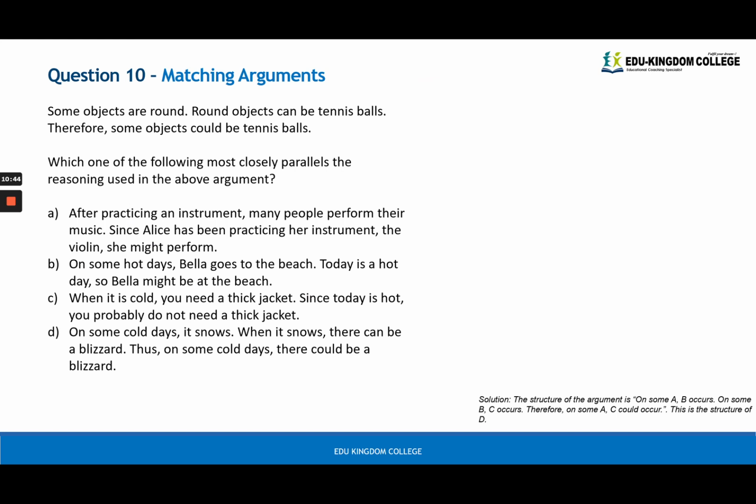And last question. So you know the drill for matching arguments. We want to replace the things that can be changed, the parameters, with letters. Some objects are round. Some A, sometimes B occurs. Round objects can be tennis balls. So some B can be C. Therefore, some objects could be tennis balls. Therefore, some A could be C. So the one that is very similar is D.